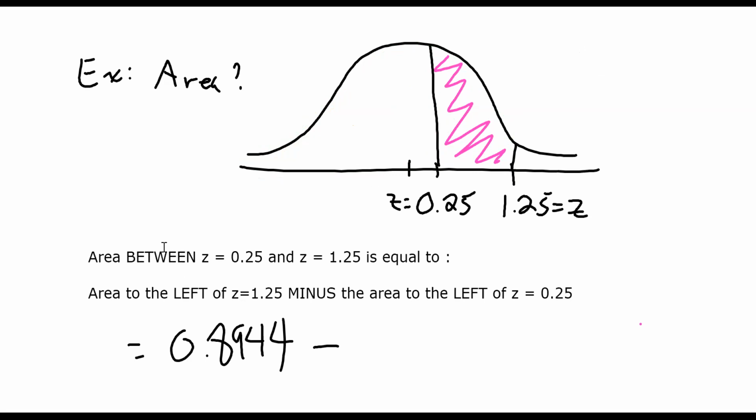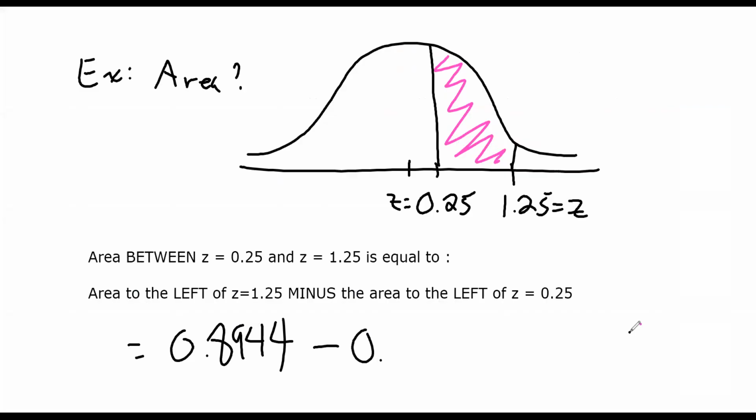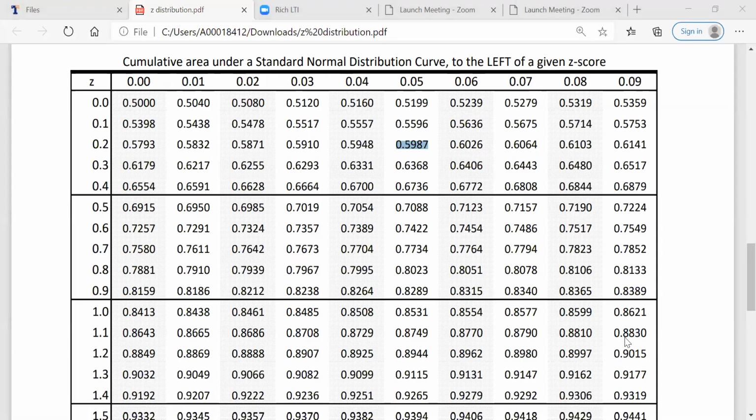0.25 would be in the 0.2 row under the 0.05 column, and their intersection is at 0.5987. 0.5987 is what we were subtracting. Make sure I wrote down the correct number. 0.5987, yes, it is the correct number. All right, so what does this equal?